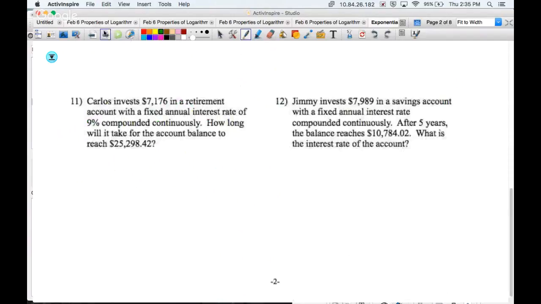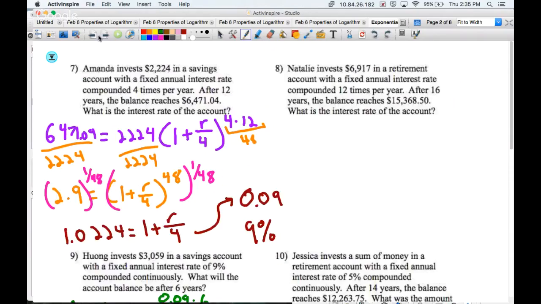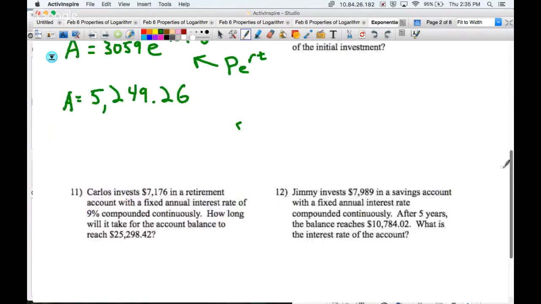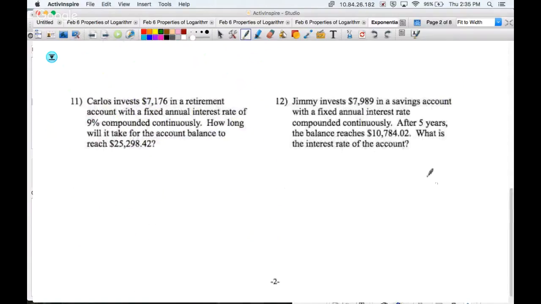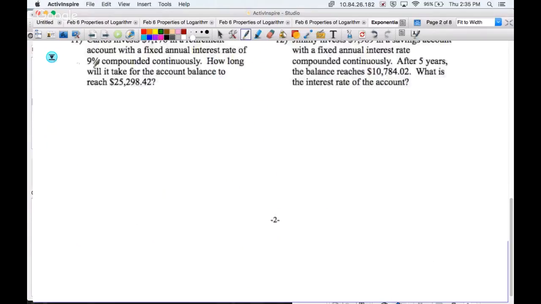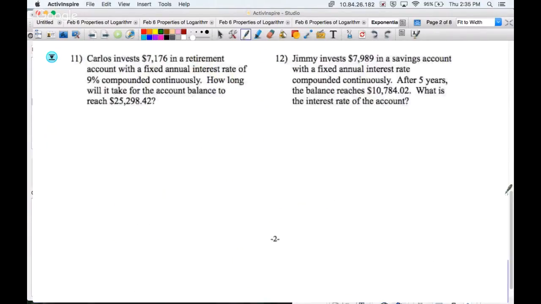I think this will be our last problem for today. Well, wait, we have those condensing problems. Never mind. Okay. Carlos invests $7,176 in a retirement account, compounded continuously, so we're using PERT.